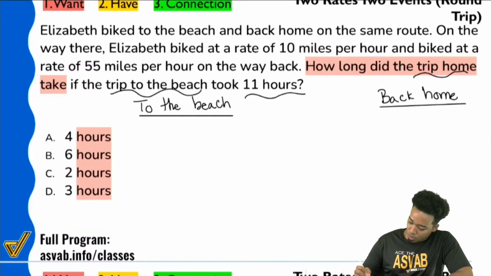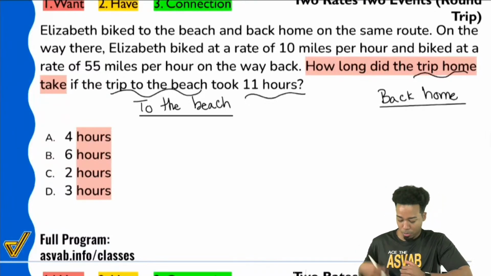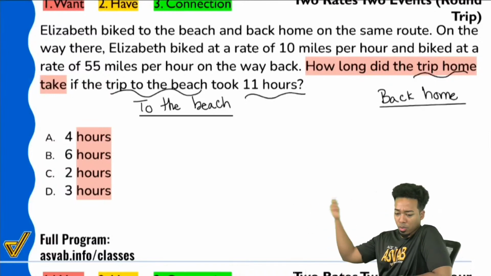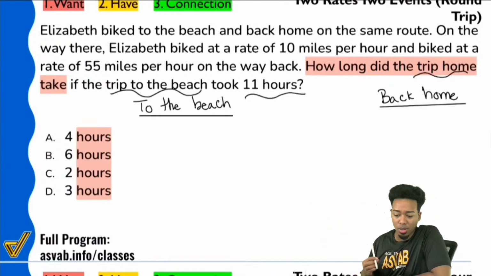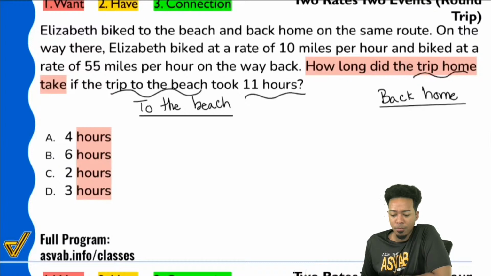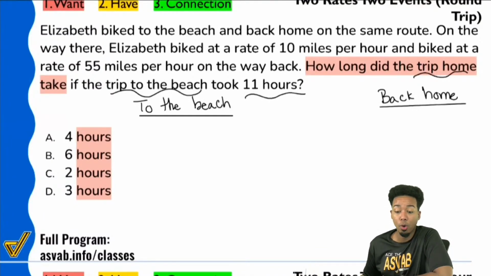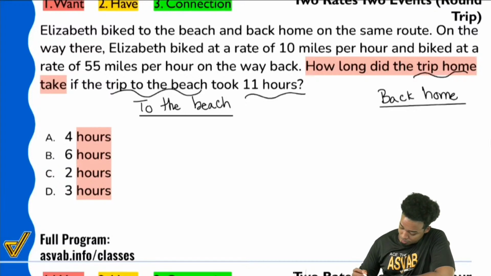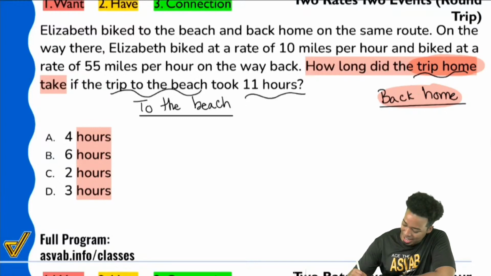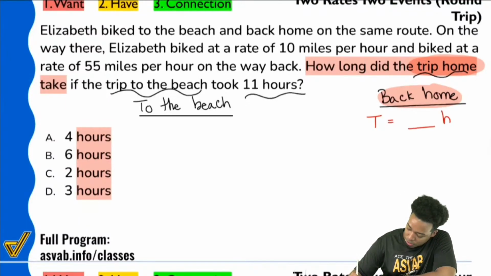Now, everybody, the answer that we're looking for, how long did the trip home take? Are we putting that on the left or on the right? Which column are we putting the time that we're looking for under? The information that we're looking for, the time for the trip home, we are going to be putting that on the right side. Back home, trip home. We're looking for the time that the trip home took.